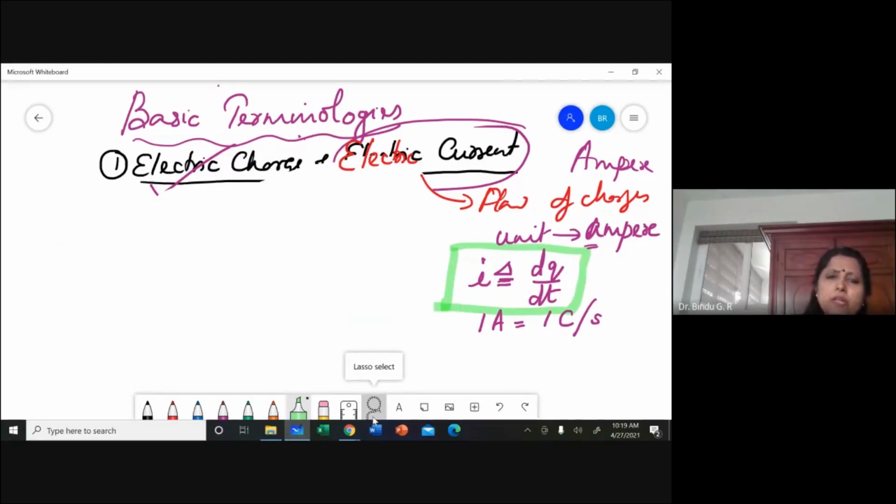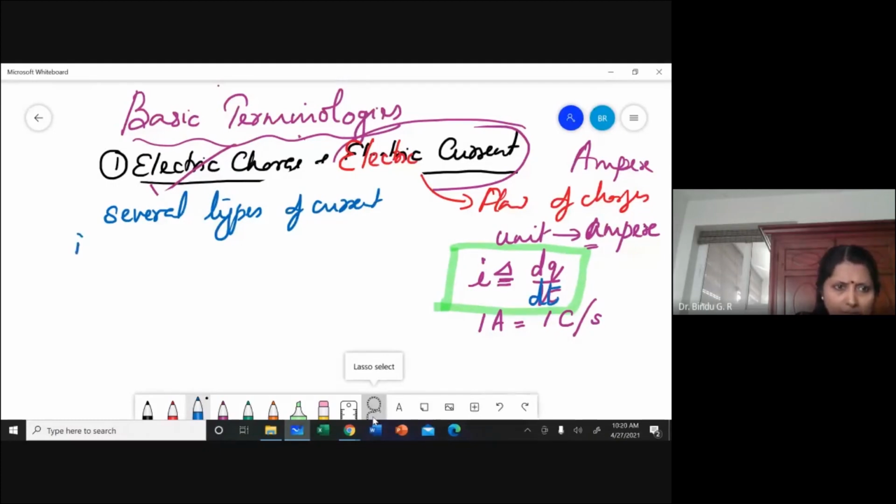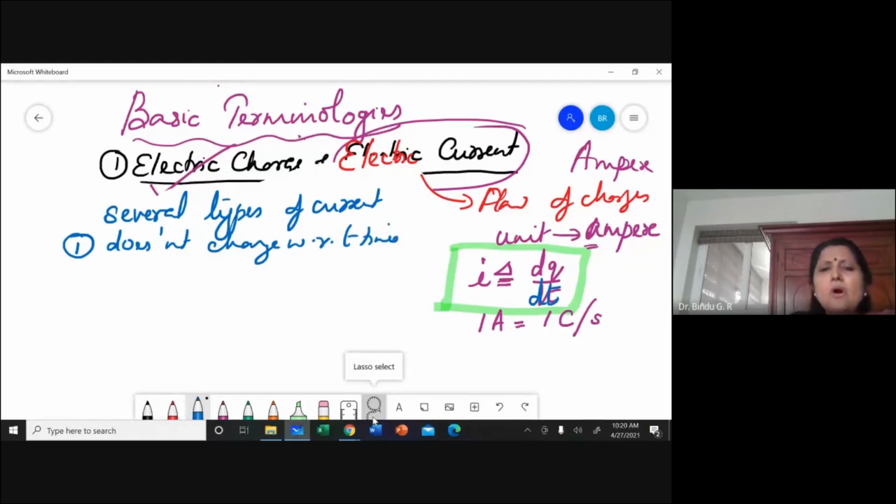This equation. Now, if I look closely at that equation, I see that current is a variable quantity. Current is a time varying quantity. Why do I say that? Because it is with respect to d by dt. It is a time varying quantity, which means that we can say that there can be several kinds or several types of current. So if the current does not change with respect to time, what do you call that?